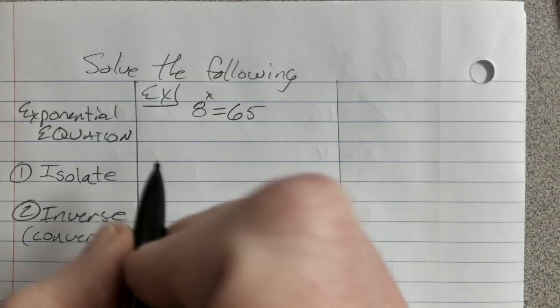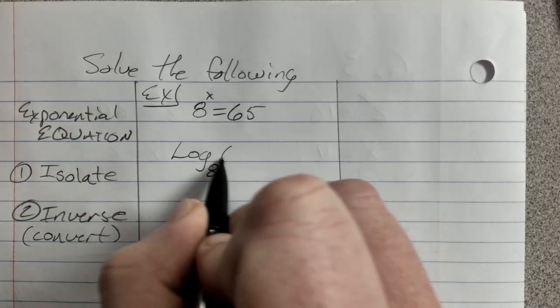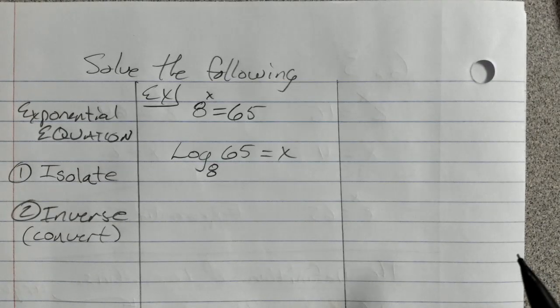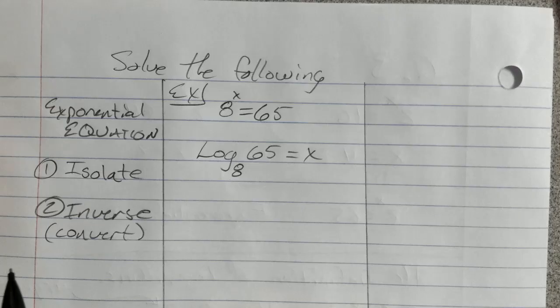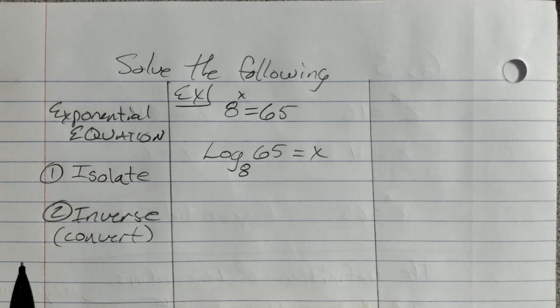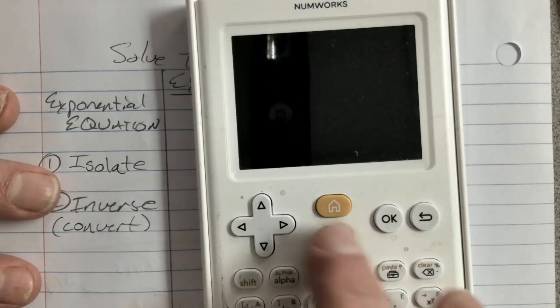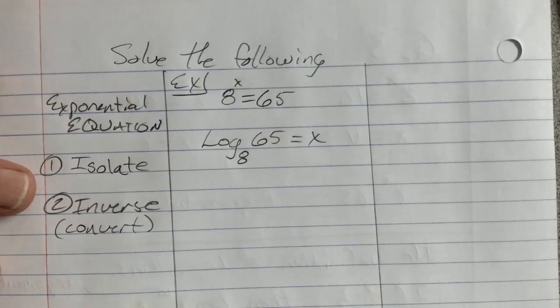Okay, so log base 8 of 65 is x. Exactly right. Log base 8 of 65 is x. Perfect. Now, because your teacher is very handsome and got you some incredible tools, let me show you. Before I get to the calculator, here's what you need to know.